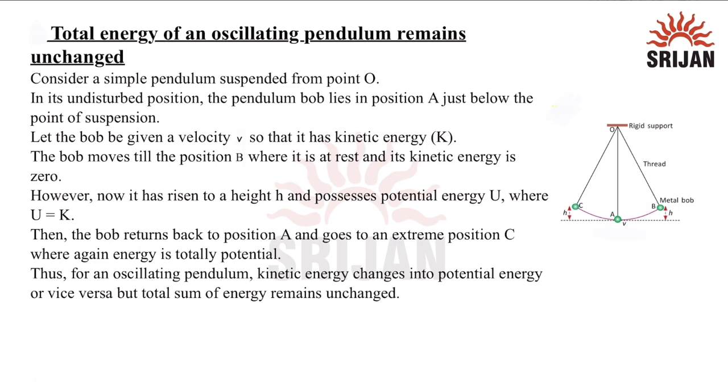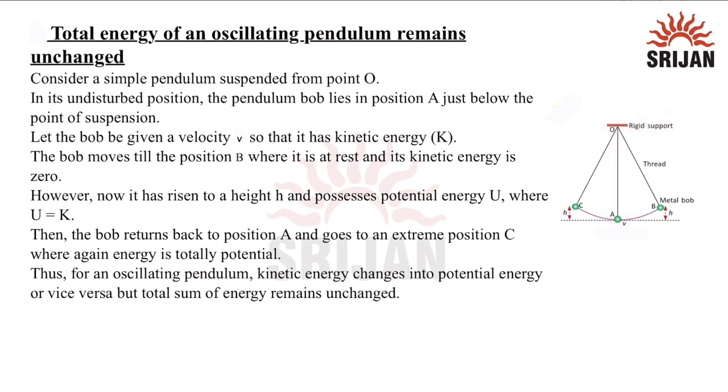Now, we will study the total energy of an oscillating pendulum. This will also remain unchanged. I'm assuming that there is no air resistance. What is air resistance? You can assume it is like air friction. We will assume the ideal condition that there is no air resistance. A pendulum is a rigid support, a thread, and a metal bob tied to it.